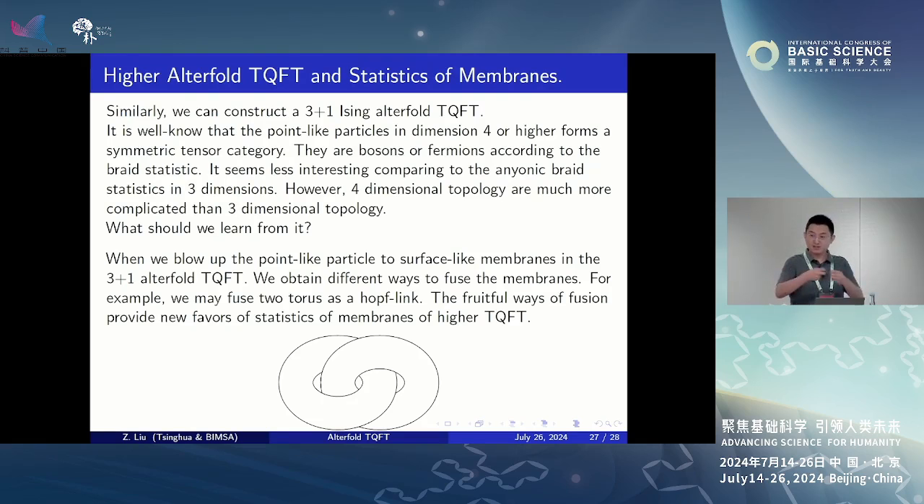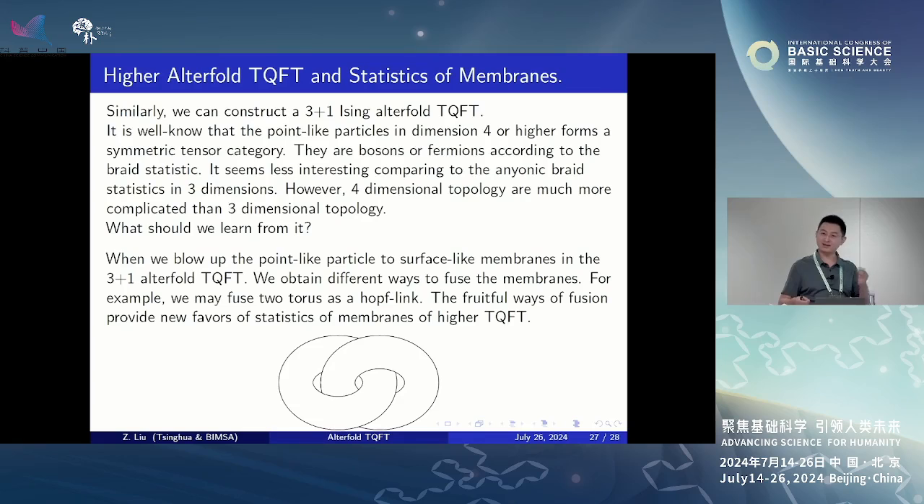And when we fuse them, we don't have to put them nearby each other. We can make a non-trivial link, like a Hopf link. So in the higher dimensional case, there is even non-trivial fusion. The fusion is not unique, not just a tensor product. And then we can braid two particles together, fuse them as a Hopf link, and then move them away. This will give highly non-trivial braid statistic for membranes.